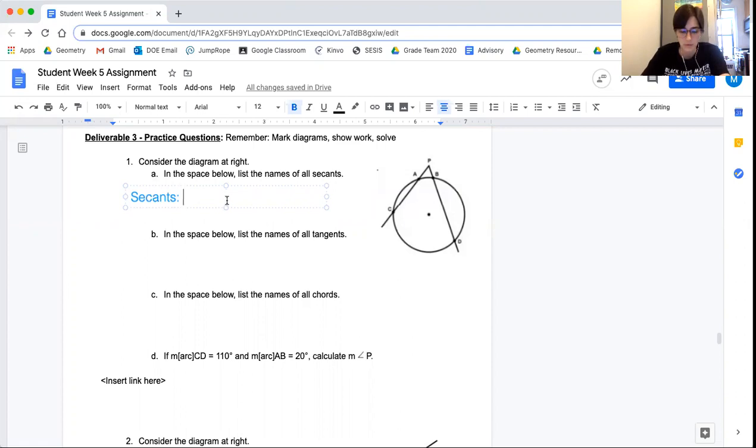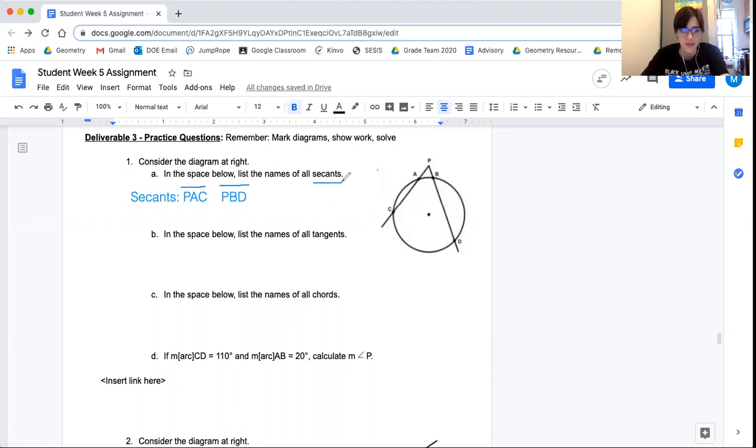So secants. Remember, secants are lines that intersect a circle at 2 points and extend beyond. So in this case, I see 2 lines that are extending beyond the circle. So I have PAC, and then I have PBD. These are also lines, so I would note that by putting a line above it. Line PAC and line PBD, secants.